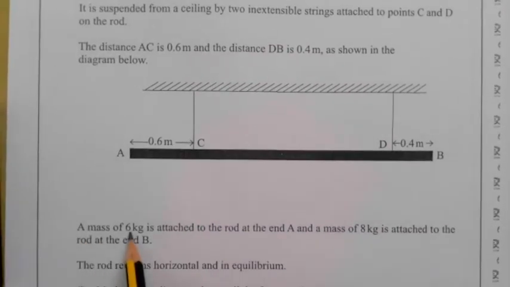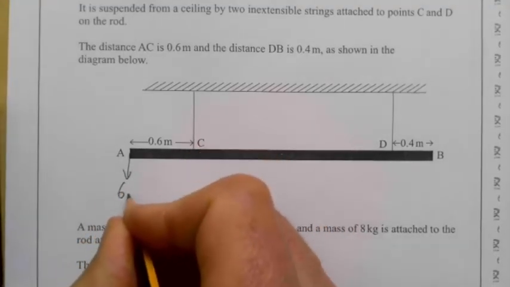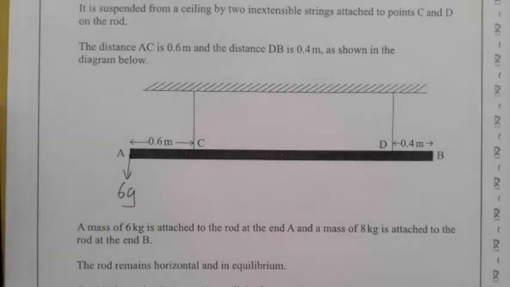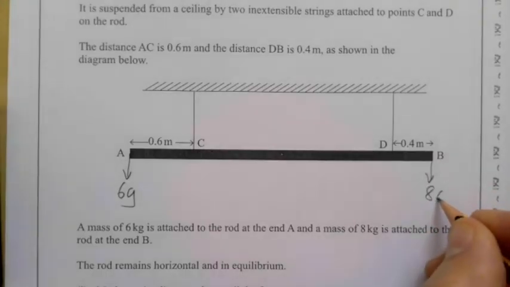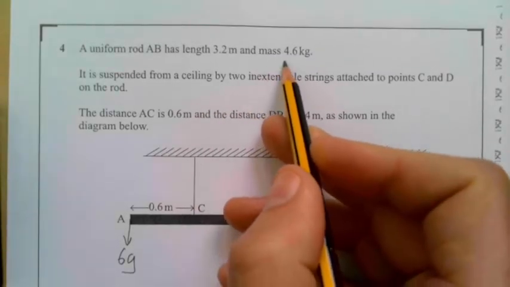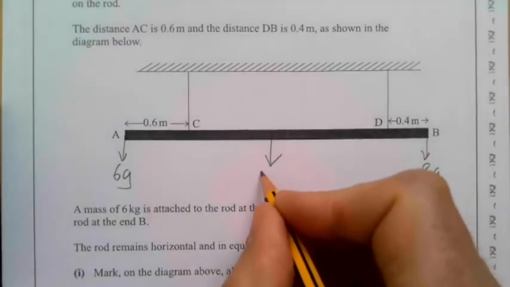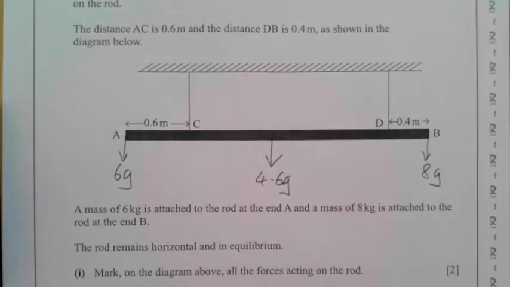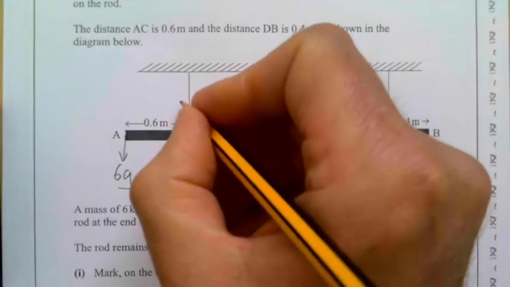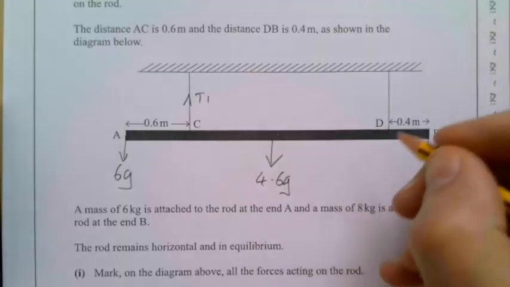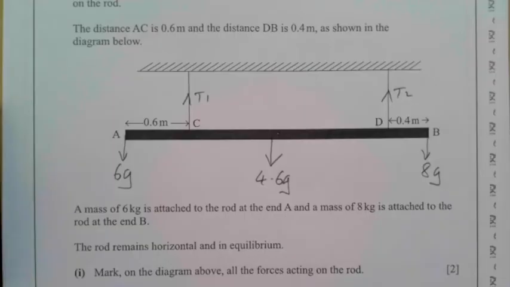So a mass of 6 kilograms is attached at A, so that's going to be 6G acting down like that. At end B, there's an 8G. Don't forget, obviously the mass is 4.6 kilograms and acts down through the middle because it's a uniform rod, and that's 4.6G. And then there's 3 forces going down. So what are the 2 forces holding in place because it is in equilibrium? We're going to have here T1 and our T2.